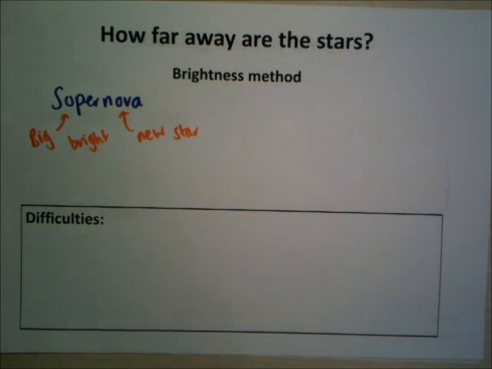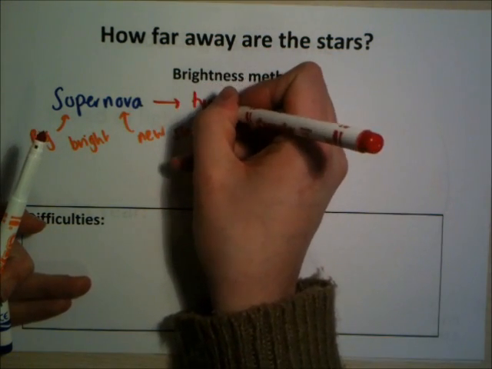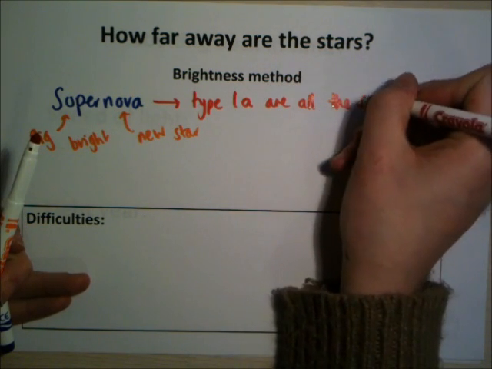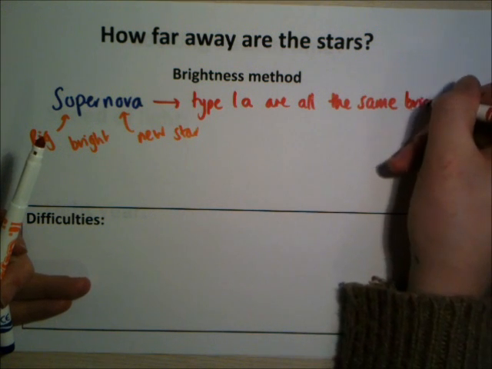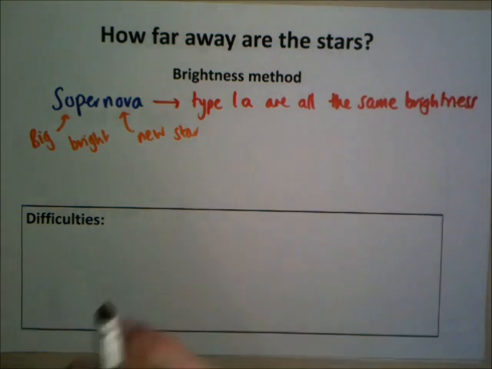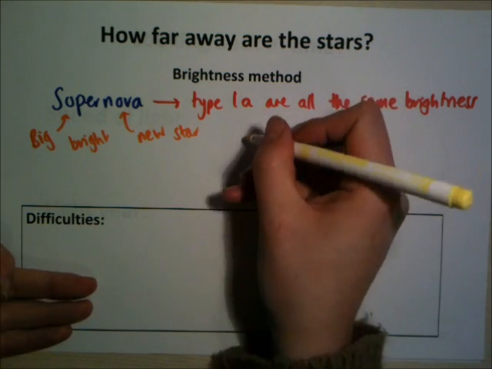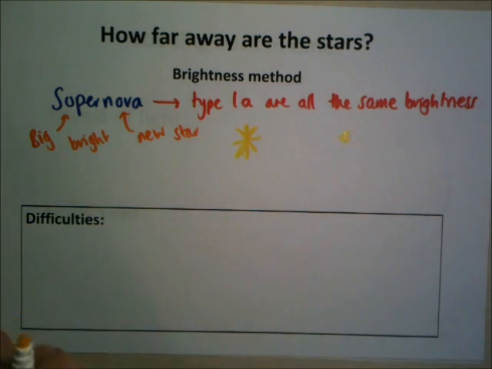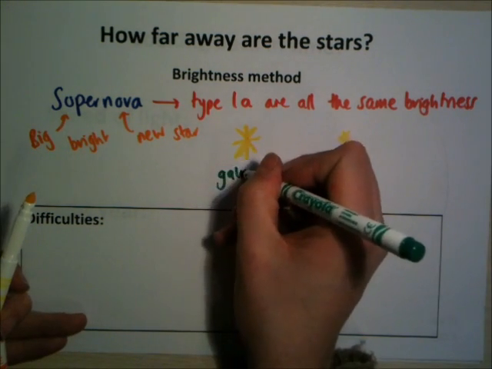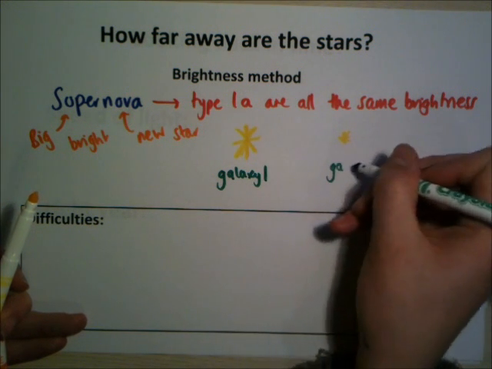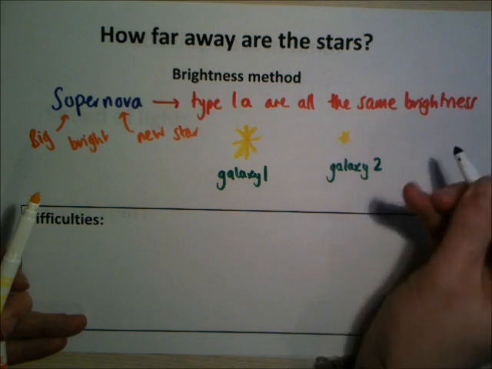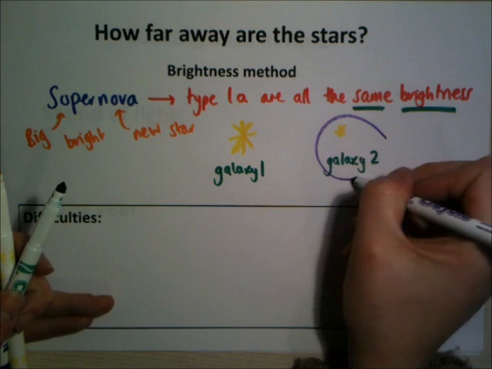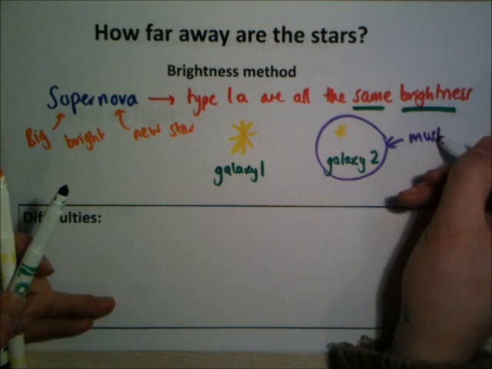Now, a certain type, I think called type 1A supernova, are all the same brightness, and that is really useful, because if I have two type 1A supernova in two different galaxies, there's this one like this, and this one like this, so this really bright one is in galaxy 1, and this one, which is not very bright, is in galaxy 2. Now, if I know that they're the same brightness, then surely this one in galaxy 2 must be further away.